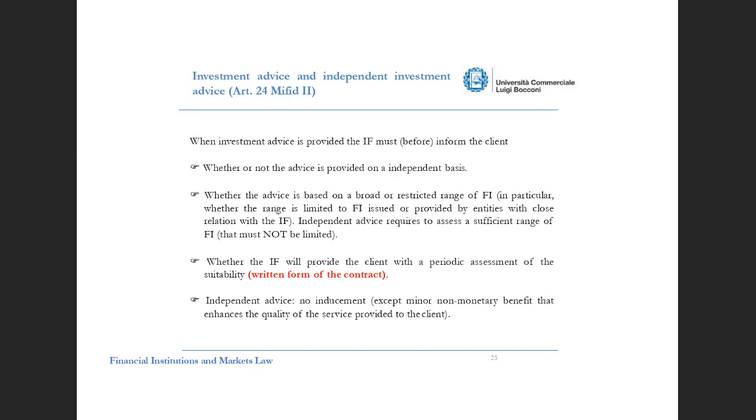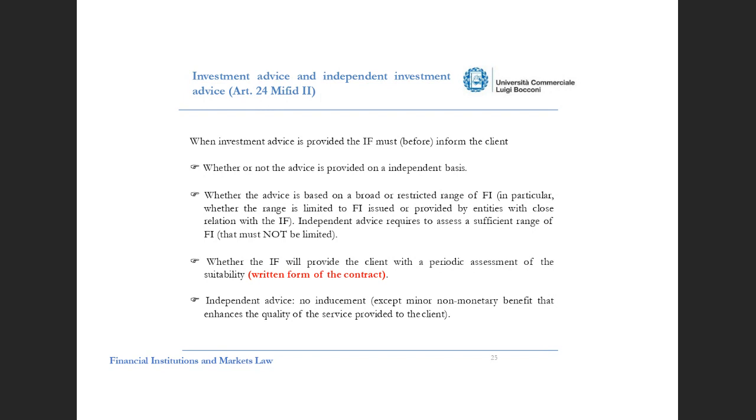Another important area where MiFID has come up with a new approach is the distinction between normal investment advice and independent investment advice. This distinction is important because if you look at investment advice from the perspective of the client, it is important for the client to understand whether the advisor that he is using is truly independent or not. But what do I mean by independent? Well, independency may be compromised by different factors.